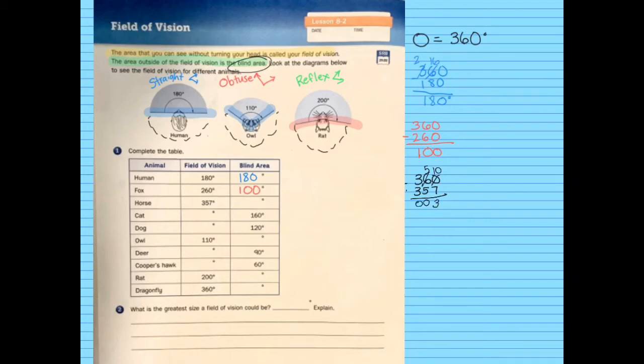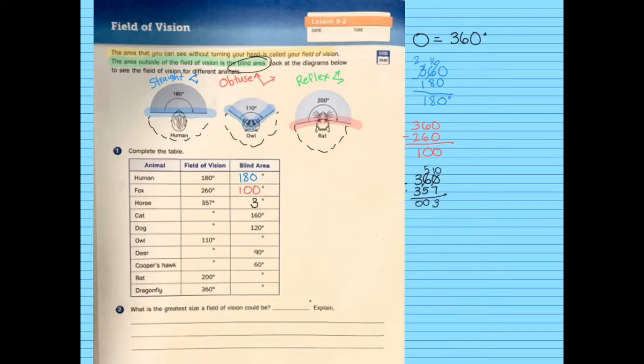Now, some of you could have done it the fast way and just counted up. You could have started at 357 and said, well, I'm just going to count up and get my answer. 357, 358, 359, 360, and you get 3 as well. So you could do it either way. So there's only a 3-degree blind area. That is tiny, tiny, tiny. That's a little bitty acute angle that a horse cannot see. So that's why you've got to be really careful when you walk behind a horse, because they can't see right directly behind them. So it kind of scares them sometimes. So always be careful around horses.